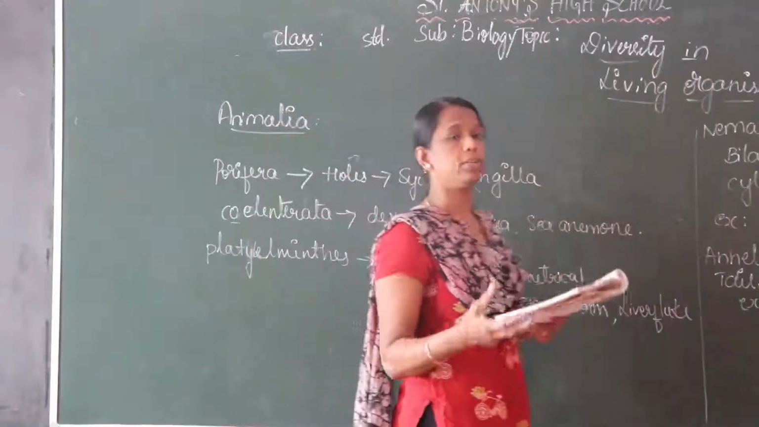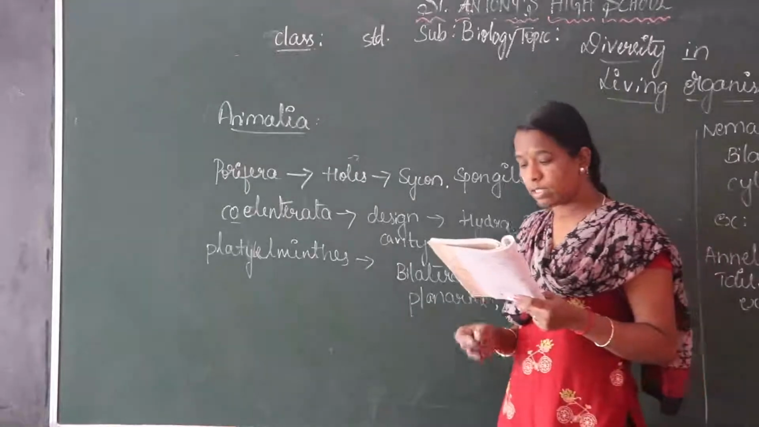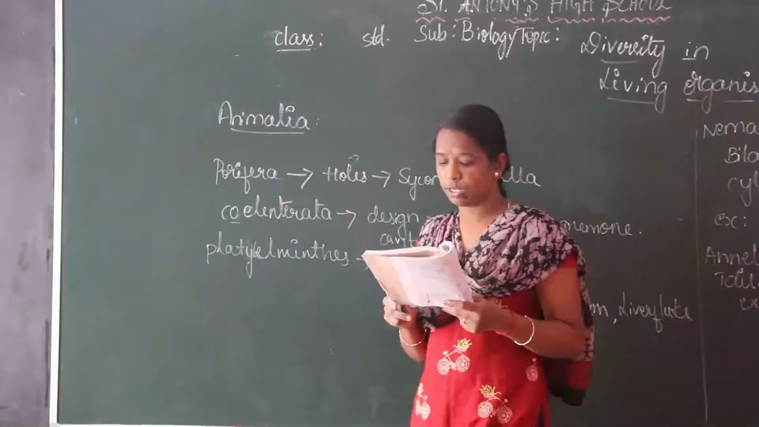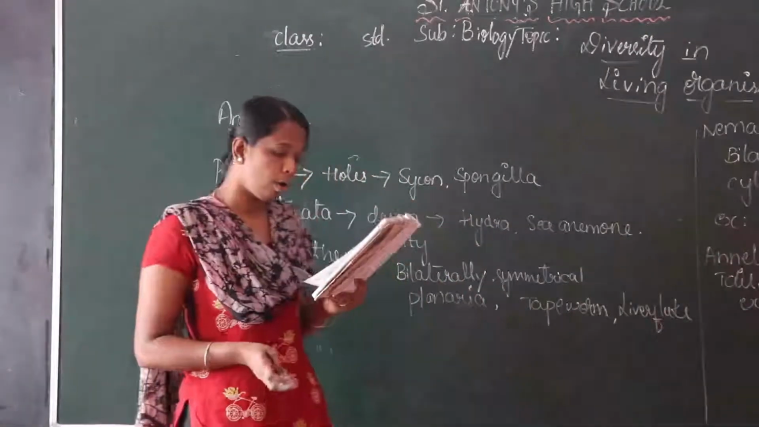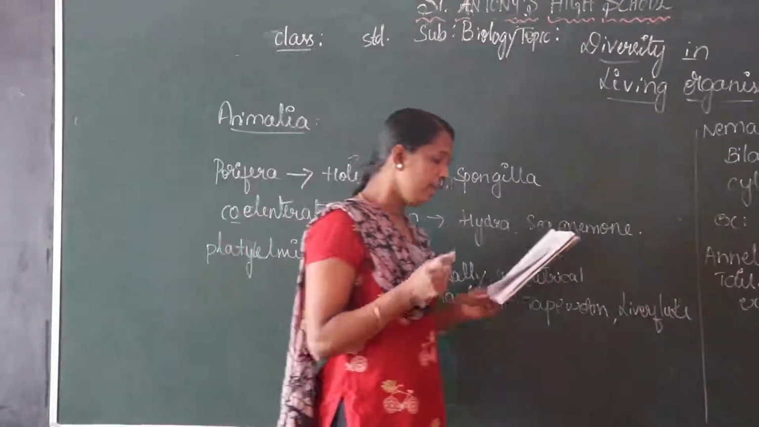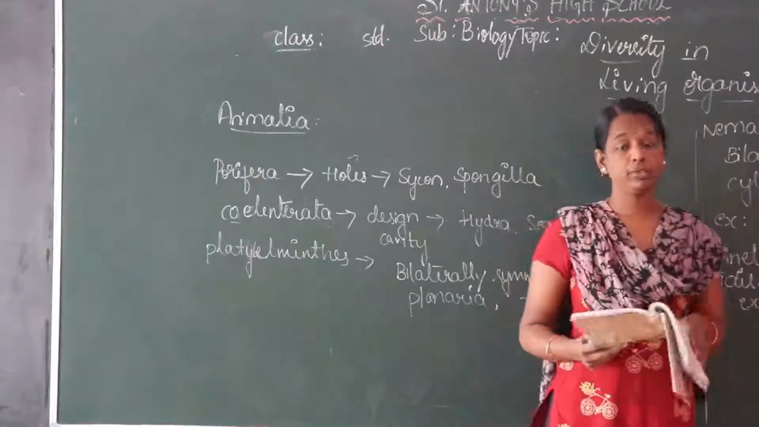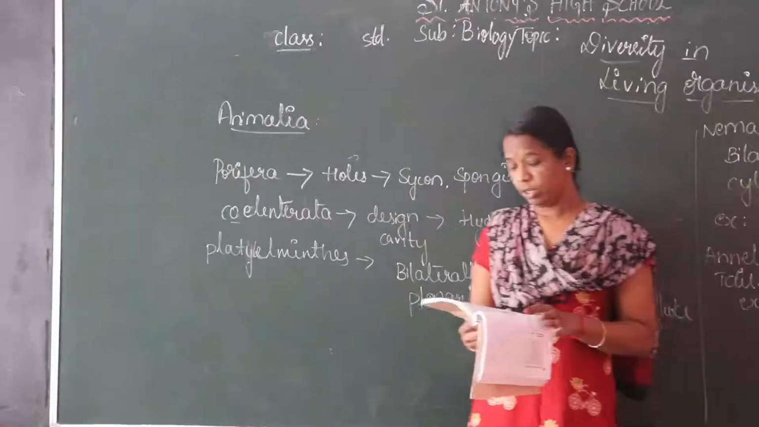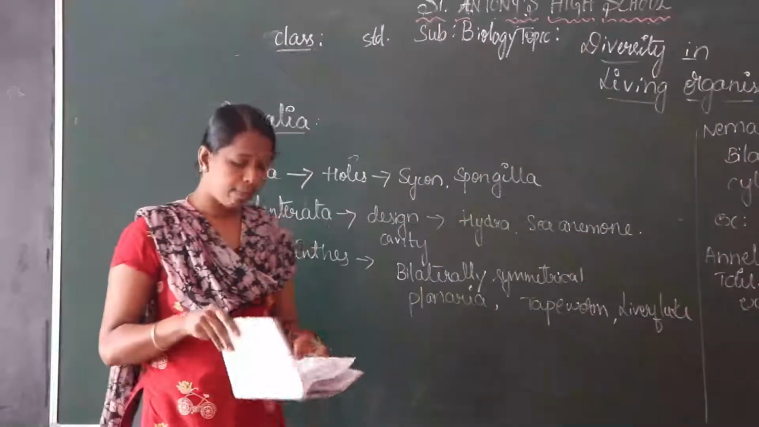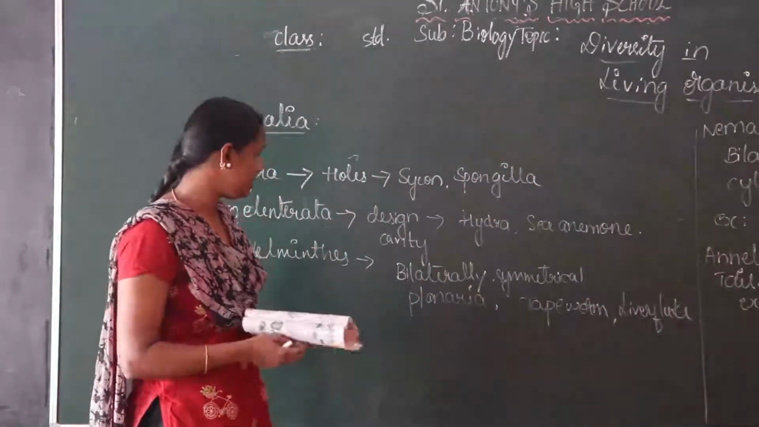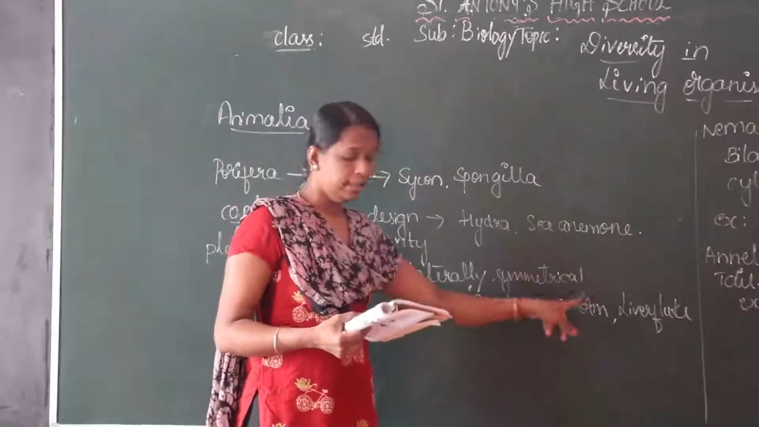These animals are called triploblastic, which means their cells are differentiated. Okay. There is thus some degree of tissue formation. There is no true internal body cavity or coelom in which well-developed organs can be accommodated. The body is flattened. Examples for Platyhelminthes are planaria, tapeworm and liver fluke.